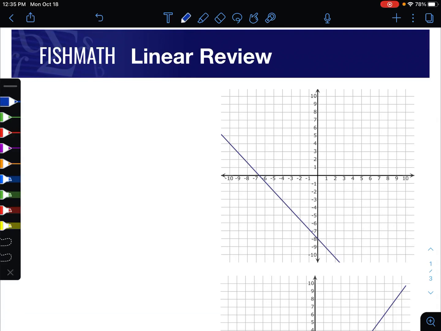Today we're going to do some reviewing of some linear concepts. So first thing we're going to look at is a graph. On this graph to the right, you'll see I don't have any pretty points or any dots on the line. So we're going to start with that.